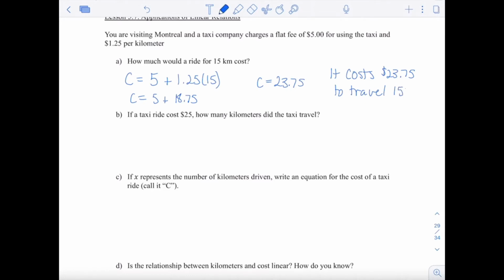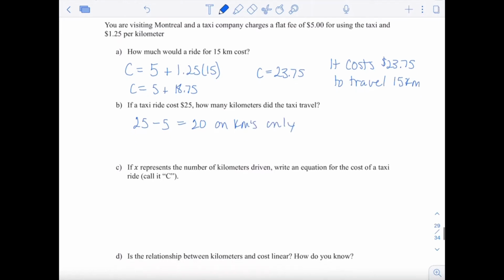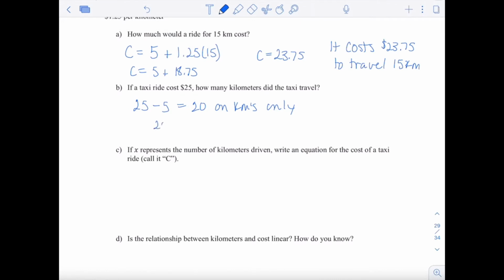Okay, so how would I figure this out if I know that the ride costs $25? Well, if I know my flat fee is $5, I know that I've paid $20 on kilometers only, right? And then what I can do is divide the 20 by the cost per kilometer, and I'll get 16. So I know it was 16 kilometers.